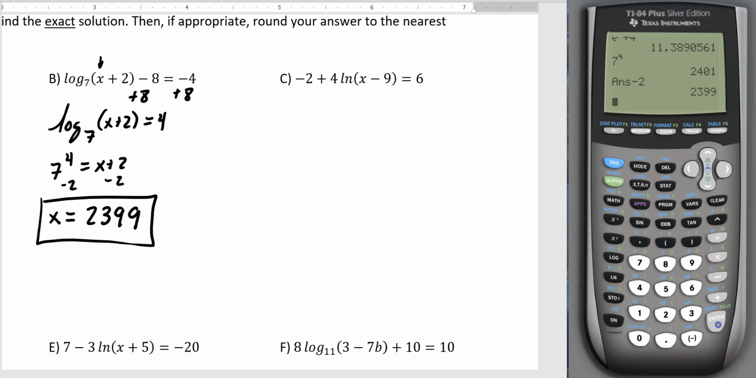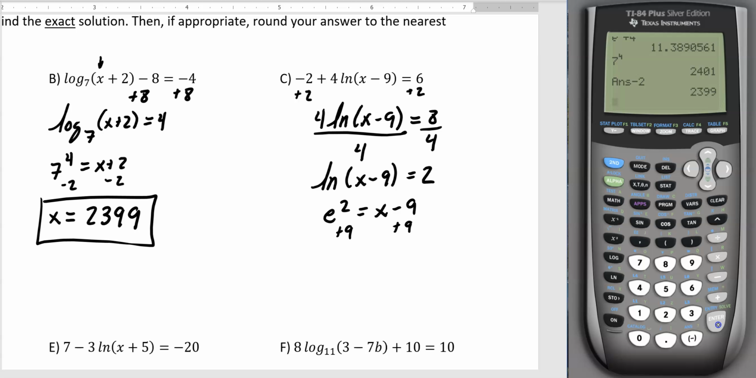All right, let's look at letter C. I've got to isolate my logarithm, so I add 2 to both sides. So I have 4 natural log of x minus 9 equals 8. Divide by 4 to get the natural log all by itself. So I'll have the natural log of x minus 9 equals 2. To convert this, I'd say e squared equals x minus 9. I'd add 9 to both sides, so x equals e squared plus 9.